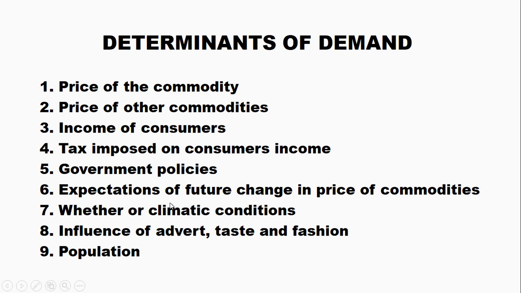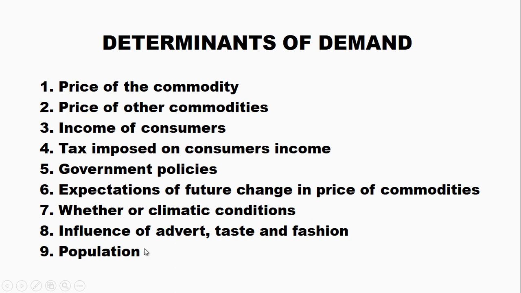Number six, expectation of future change in price of commodities. If a consumer notices that the price of commodities will increase in future, consumers will buy more at present. If a consumer notices that price of commodities will fall in future, consumers will buy less at the moment. Number seven, weather condition, also influences quantity of goods demanded. If weather condition is not favorable to a commodity, consumers will buy less. If the weather condition is favorable, consumers will buy more.